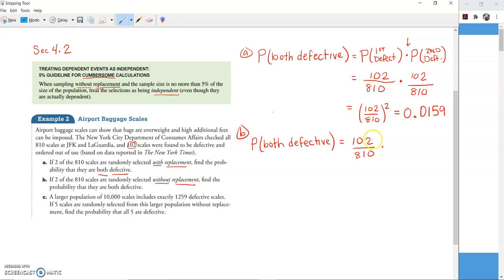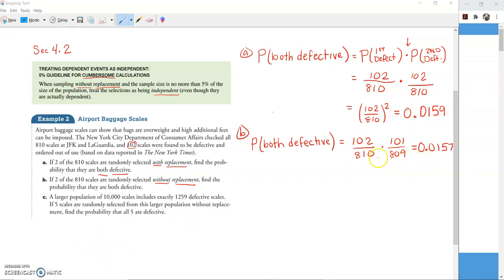So the number in the list has changed because I took one out. So now there's only 809 scales in the list. Not only that, I took out a defective scale and I'm looking to pick another defective scale. So my number of defective scales went down by 1 as well. So you can see the fraction changed each time. And so we would have to type these into our calculator and multiply them.